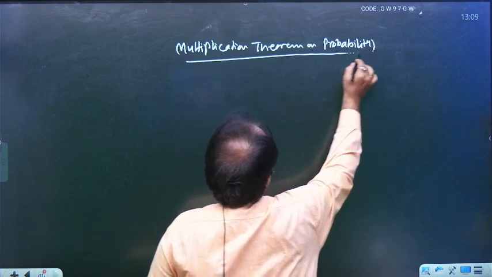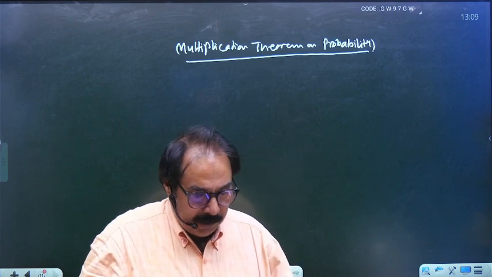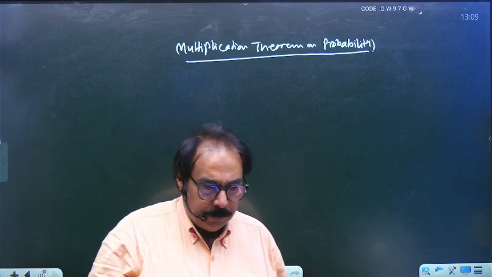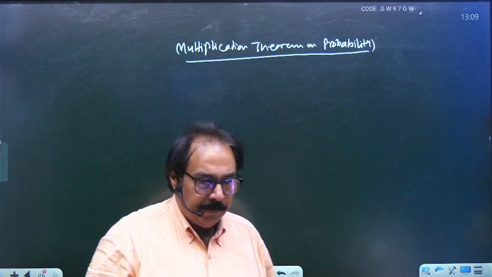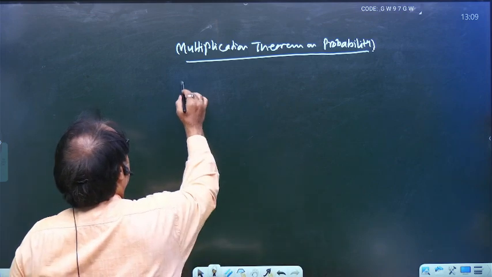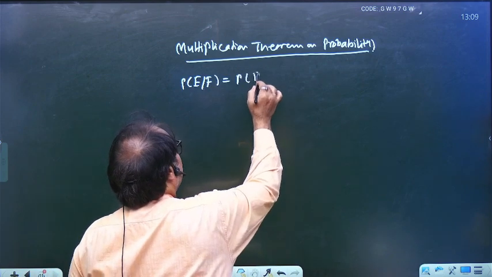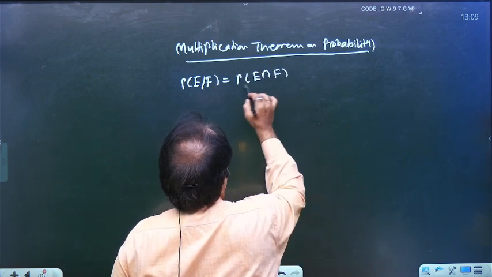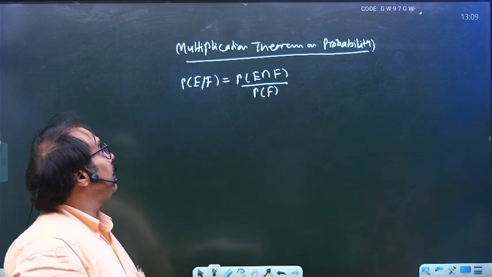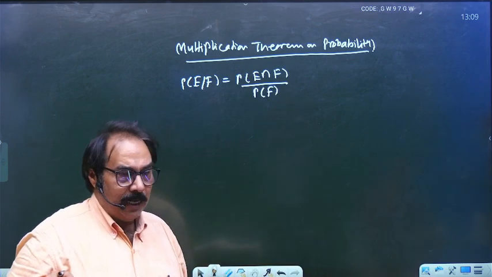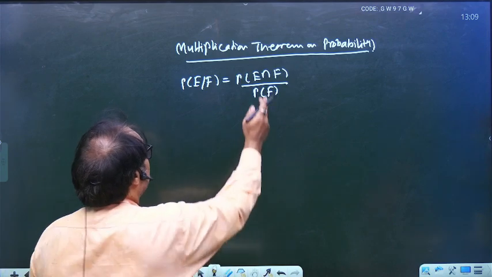So what is multiplication theorem on probability? In the conditional probability, what we have read, probability of E by F is equal to probability of E intersection F upon probability of F. This we have already read in the previous exercise, that is conditional probability. Okay, so by the cross multiplication.